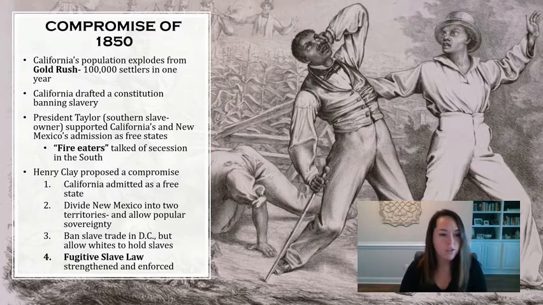In other regards, so they divide New Mexico into 2 territories and they allow popular sovereignty there. So basically it'll become kind of like New Mexico and, well, you got Arizona and Utah in there as well.